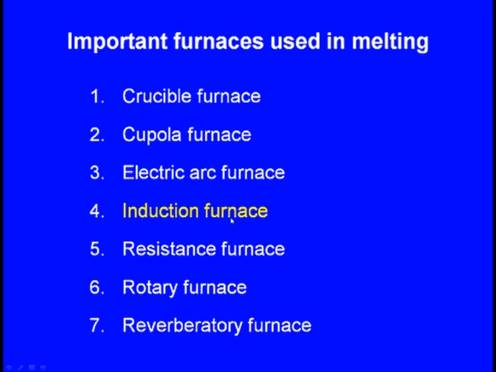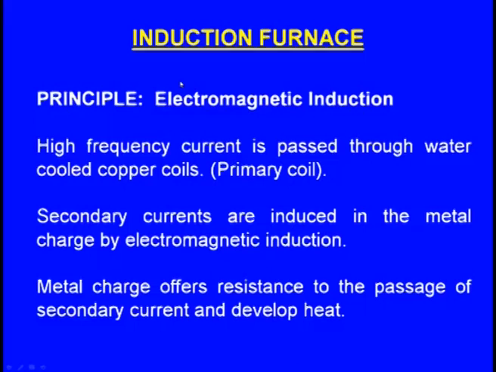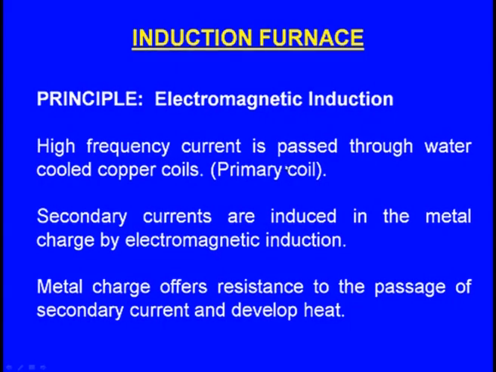Next, let us see the induction furnace. What is the principle of the induction furnace? It is electromagnetic induction. High frequency current is passed through water cooled copper coils. This is known as the primary coil. It is a copper coil, and high frequency current is passed through it. Then what happens? Secondary currents are induced in the metal charge by electromagnetic induction.